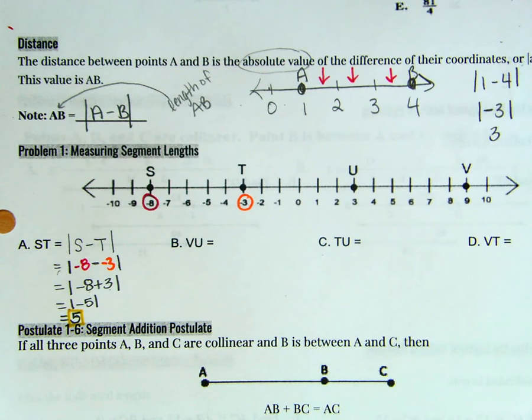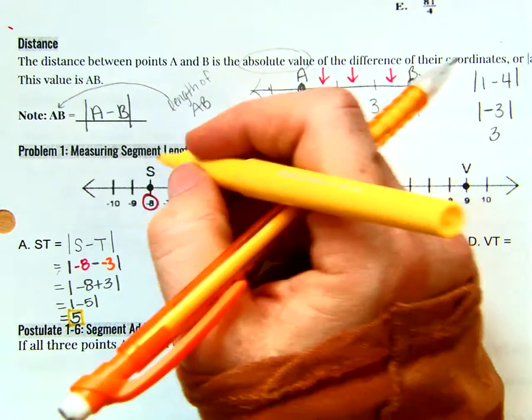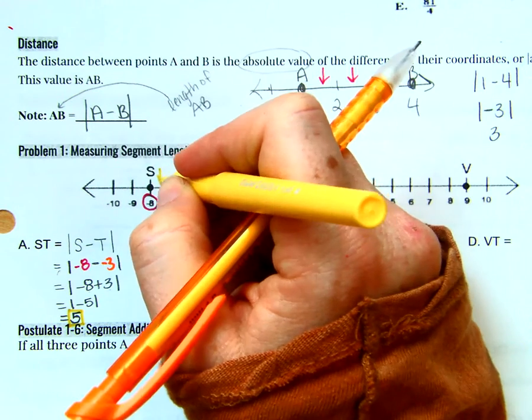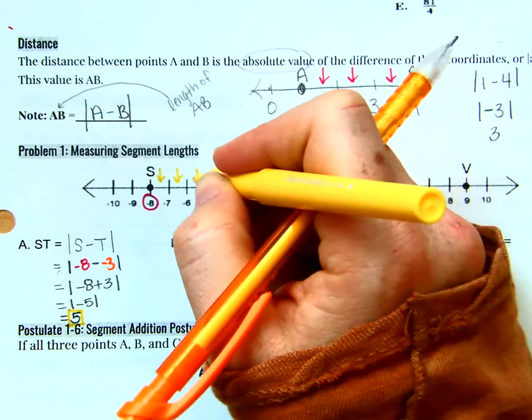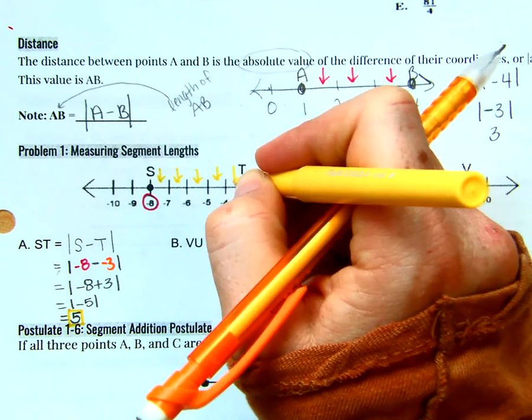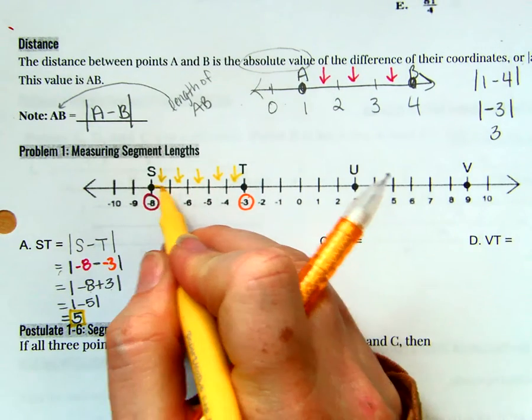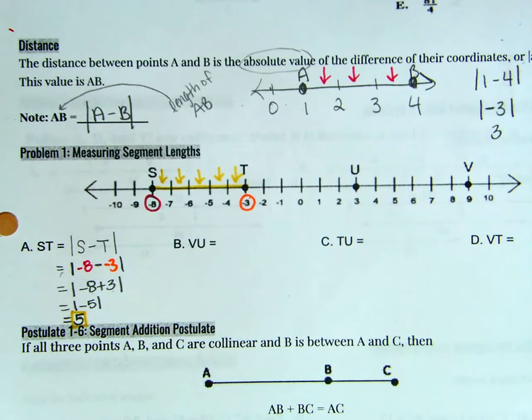And we can actually check 5 to make sure it works. So I would say 1, 2, 3, 4, 5. And so my distance from S to T is 5, or the length of my line segment ST is 5. Another way to think about it.